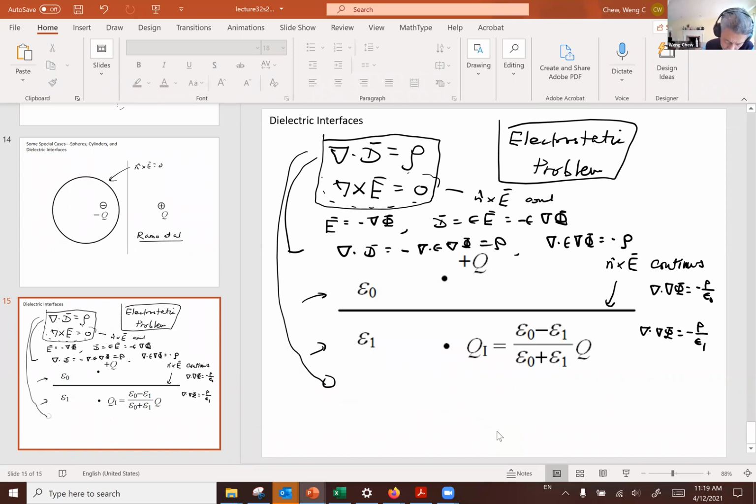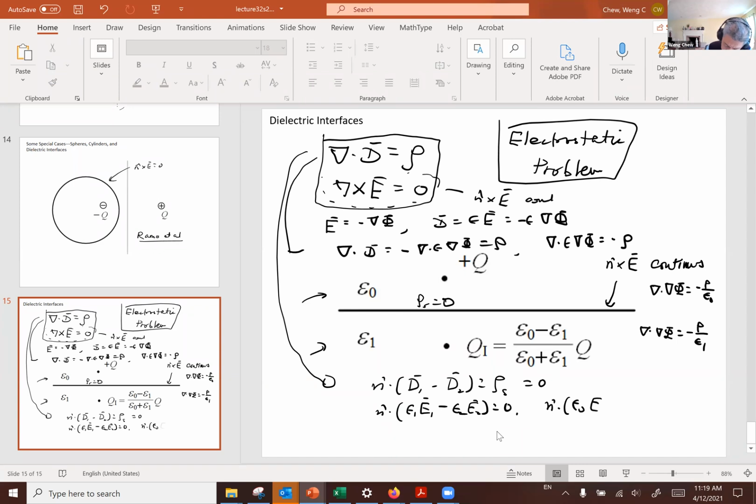Okay, that if I were to go from here to here, the boundary condition that it induces is D1 minus D2 is equal to surface charge. But there's no surface charge in this problem. Rho sub S is equal to 0 at this surface. So we can set this to be 0. And then the other boundary condition will be epsilon 1 E1 minus epsilon 2 E2 equal to 0. And actually we just have epsilon naught and epsilon 1. So it will be epsilon naught E naught minus epsilon 1 E1 equal to 0. So those are the two boundary conditions that we need to solve this problem.